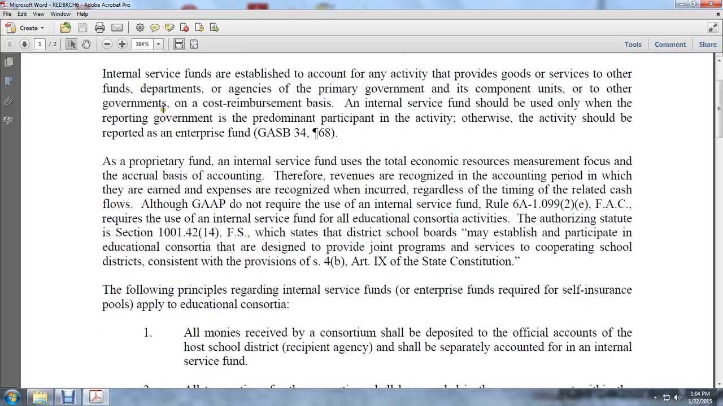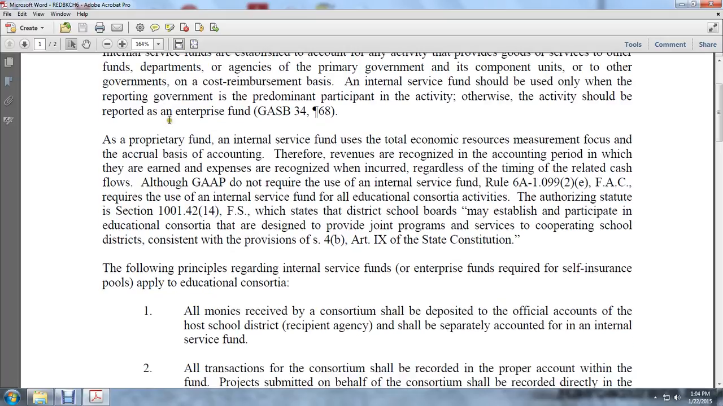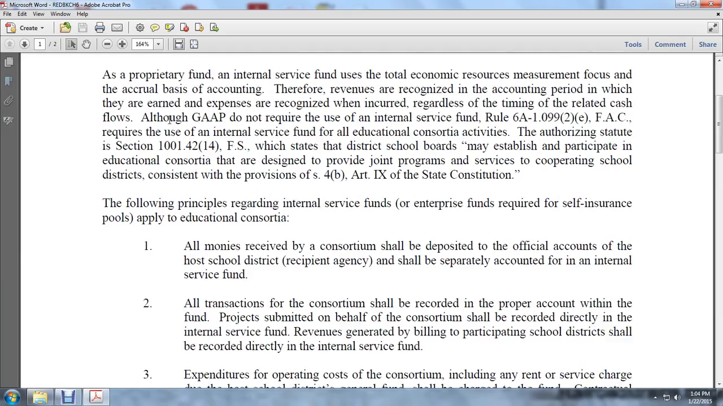The following principles regarding internal service funds, or enterprise funds required of the self-insurance pools, apply to the educational consortia. 1. All monies received by the consortium should be deposited into the official accounts of the host school district, and the recipient agency shall be separately accounted for in the internal service fund. All transactions for the consortium should be recorded in the proper account within the funds, and projects submitted on behalf of the consortium shall be recorded properly in the internal service funds.